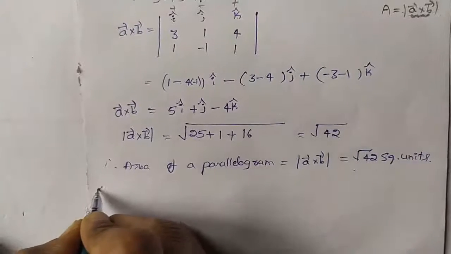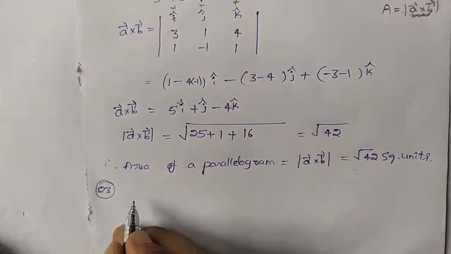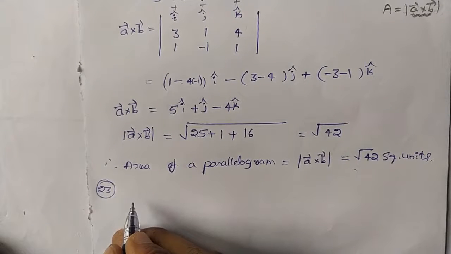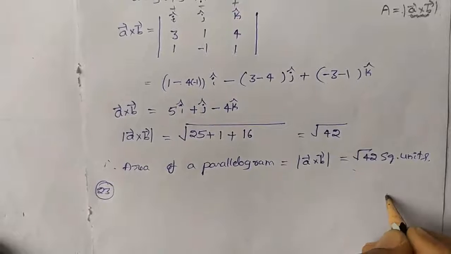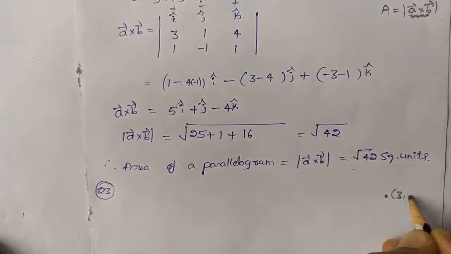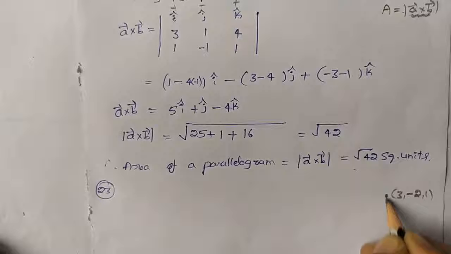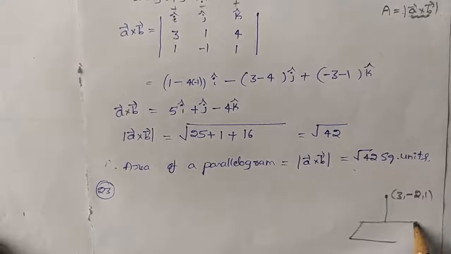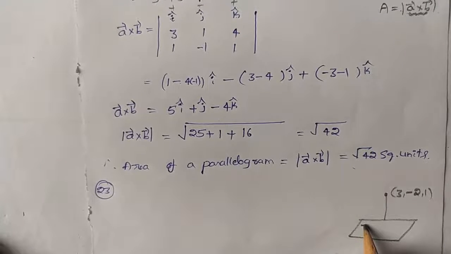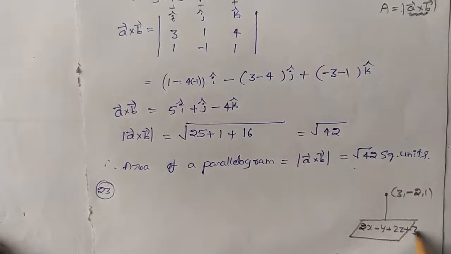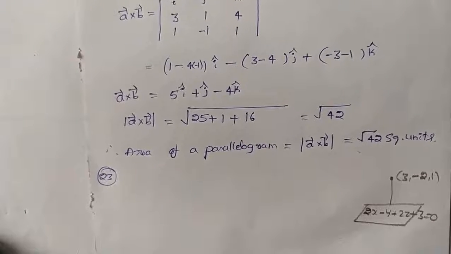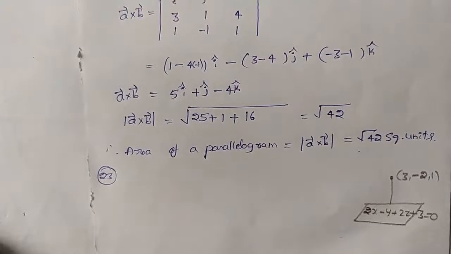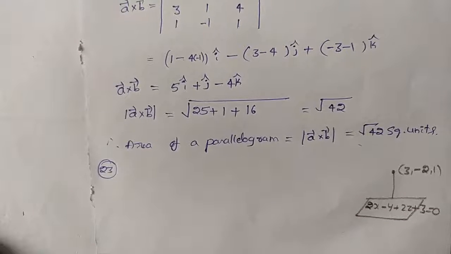Next, see the 23rd question. Find the distance of the point 3, minus 2, plus 1 to the plane. Which plane is it? 2x minus y plus 2z plus 3 equals to 0. Very simple it is. I am going to solve this question in CET method.